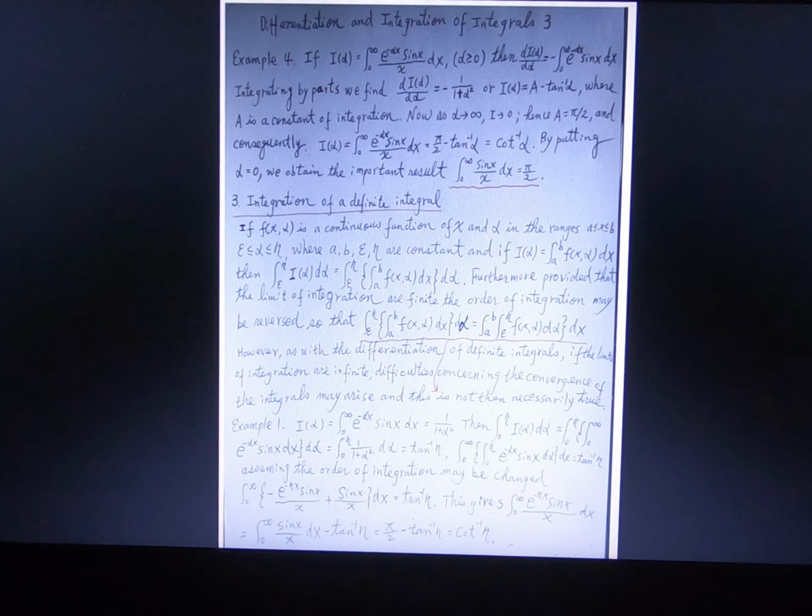Then let's see example 4. Using the differentiation method, you actually can obtain sine x divided by x integrated from 0 to infinity is equal to pi over 2. And I will show you in the next slide another way people do it, which is similar to this.